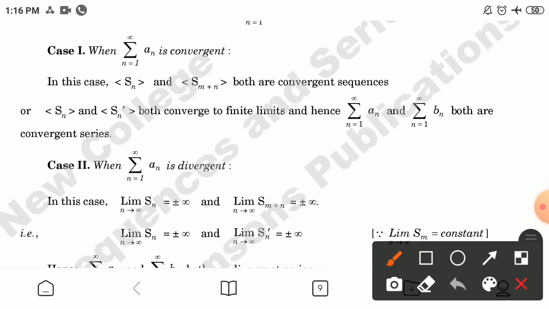Case first, when summation an is convergent. In this case, Sn and S(m plus n) both are convergent sequences, or Sn and Sn dash both converge to finite limits, and hence summation an and summation bn both are convergent series.